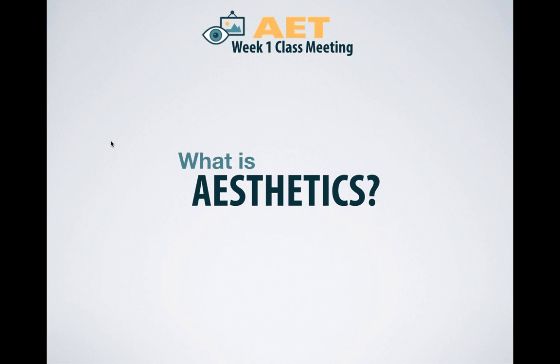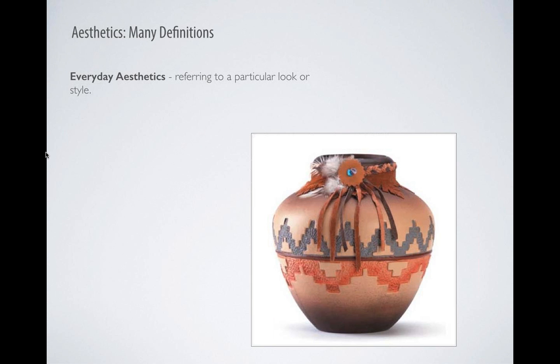Aesthetics, really, the term is used in a lot of different ways in everyday life. You might hear it used to describe a particular style or look, like a southwestern aesthetic, like the vase that's on the screen, or sometimes the industrial aesthetic, where it's used very casually in that sense.